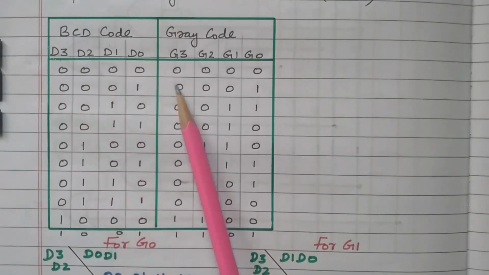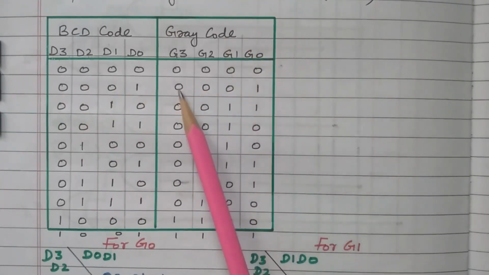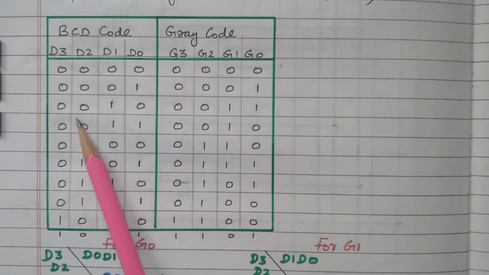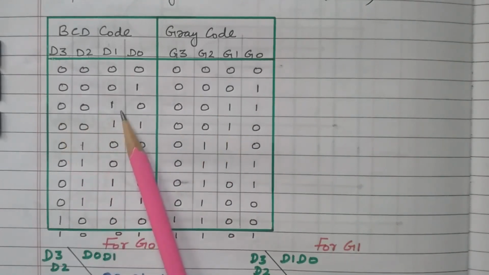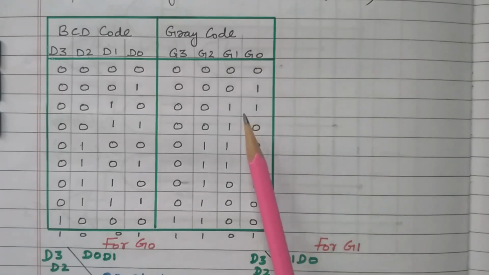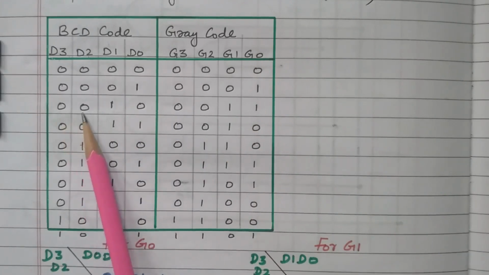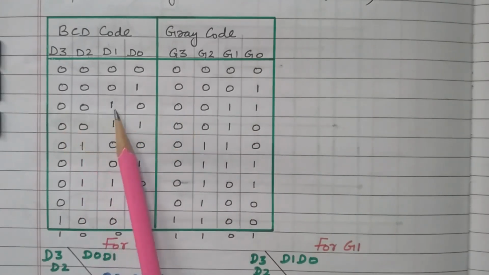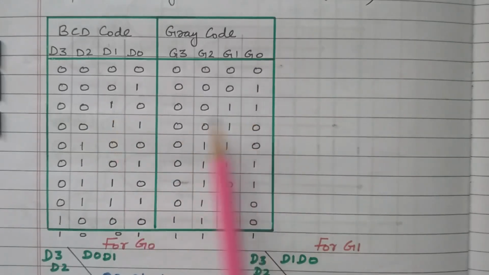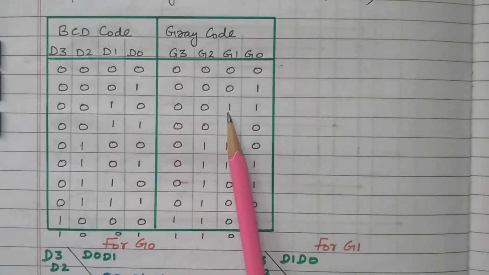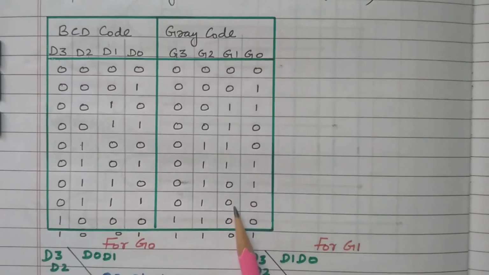Now each BCD code is converted into Gray code using the above logic. Now we'll see one example. 0 is written as it is. 0 and 0 is again 0 only. 0 and 1 are different, so 1. 1 and 0 are different, so 1. So the BCD code 0, 0, 1, 0 has the equivalent Gray code 0, 0, 1, 1. Like that the other codes are converted.